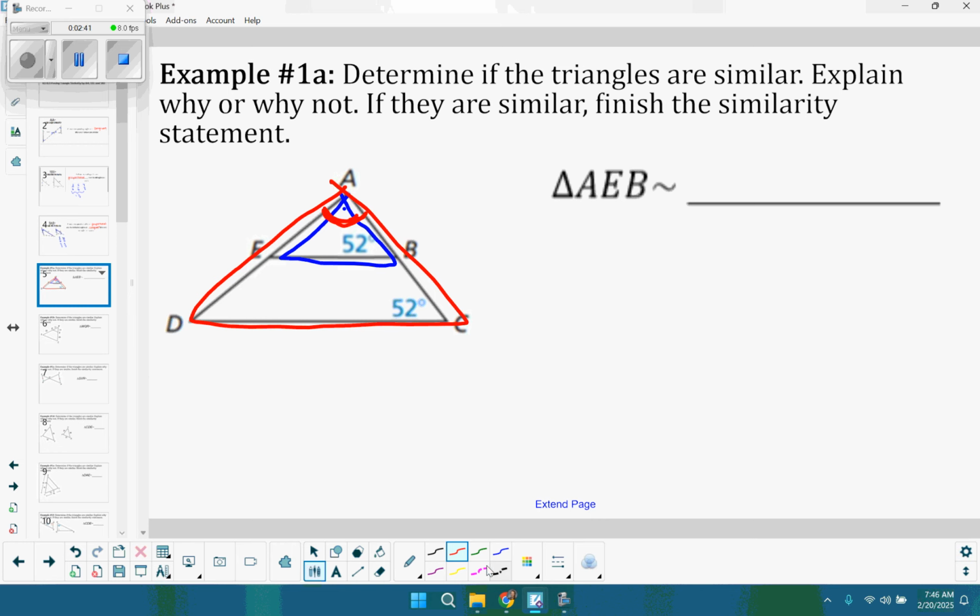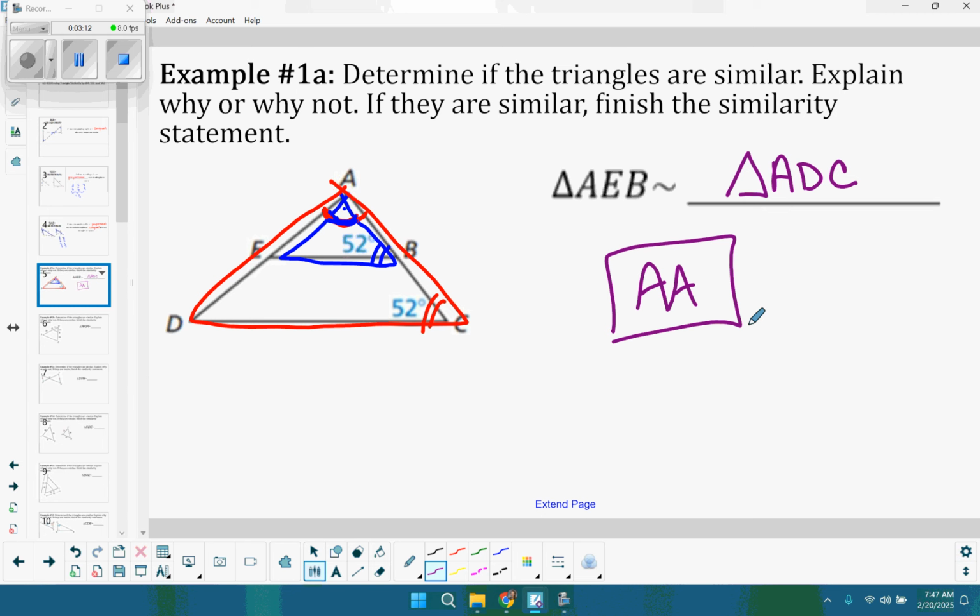This angle is a reflexive angle. Like we had a reflexive side in congruency for triangles, we have reflexive angles when they overlap like this. So there are 2 different angles that are congruent here, right? We had the 52s and the A's. So these would be similar by AA. And now AEB would match with ADC. So triangle AEB is similar to triangle ADC.